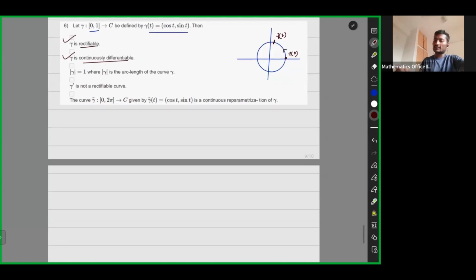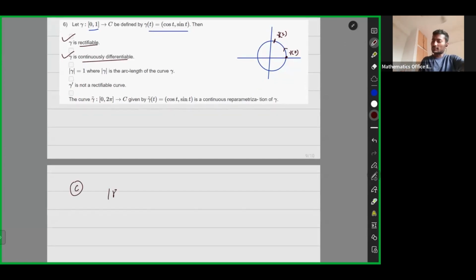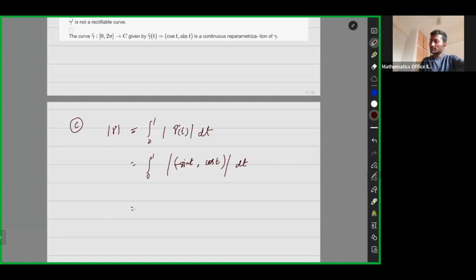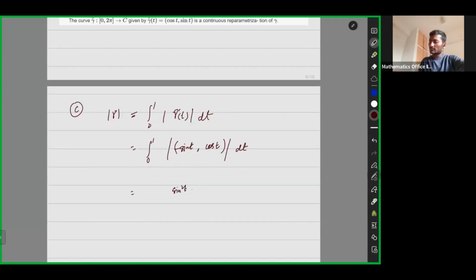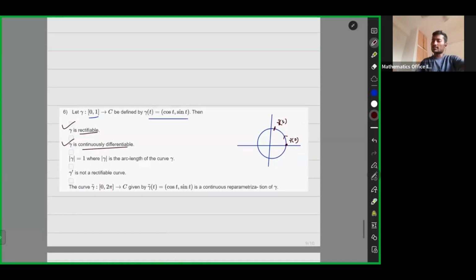So this is a little bit of calculation. When mod gamma is calculated this way, integral from 0 to 1 of modulus of gamma prime t dt. Gamma prime t will be (minus sin t, cos t), and we have to take the modulus of this. Sin square t plus cos square t, and then a square root, which we are not worried about because it is 1. So the integral from 0 to 1 of dt, and this is 1. So mod gamma, the arc length, is just 1.